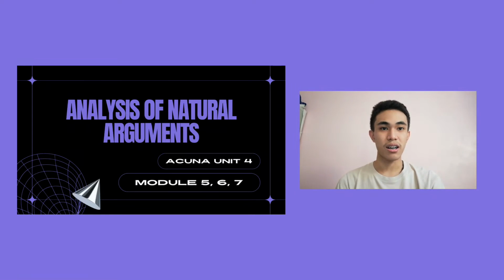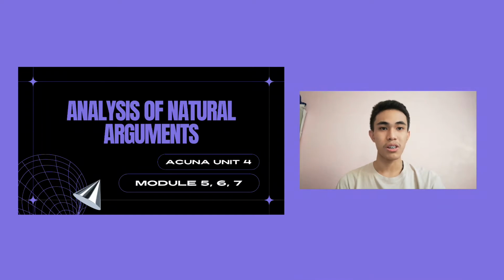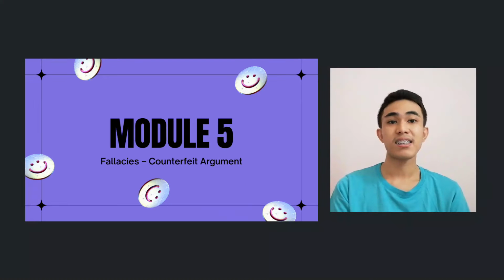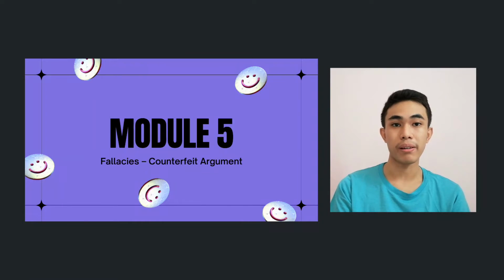Analysis of Natural Arguments, Acuña Unit 4, Modules 5, 6, and 7. Module 5, Fallacies, Counterfeit Arguments. Nowadays, people are open to various logical arguments, but some use fallacies that basically fool or distort logic. Fallacy is a flawed, deceptive, or false argument that can be proven wrong by reasoning.